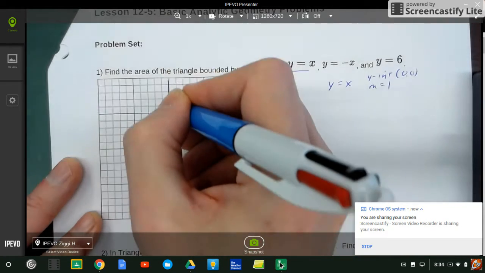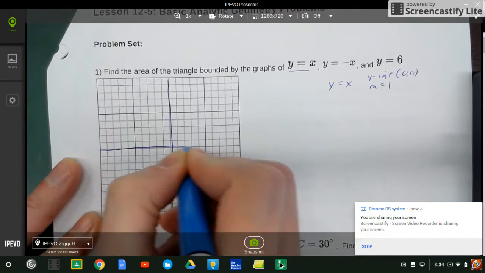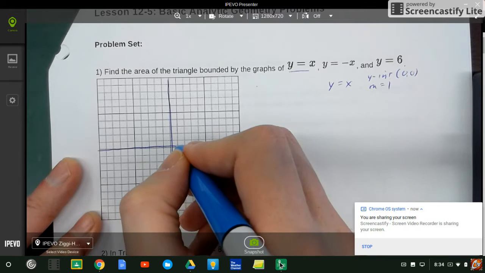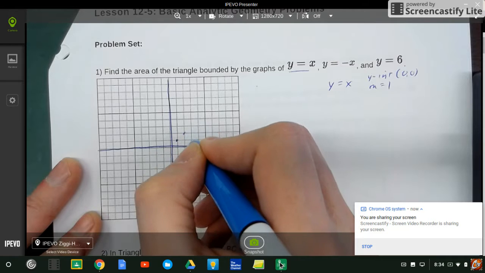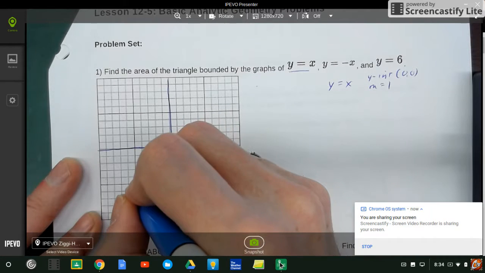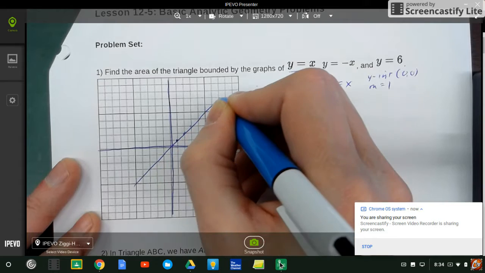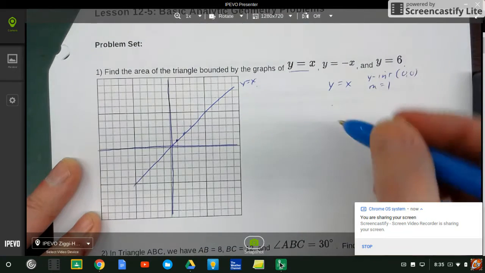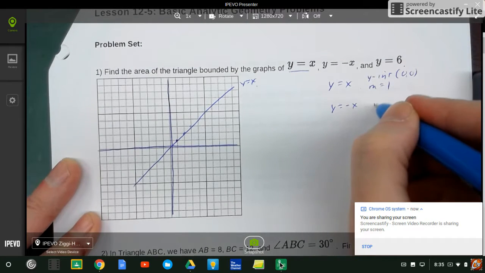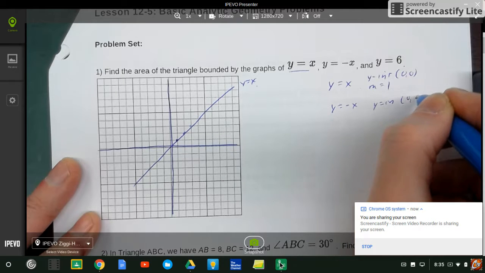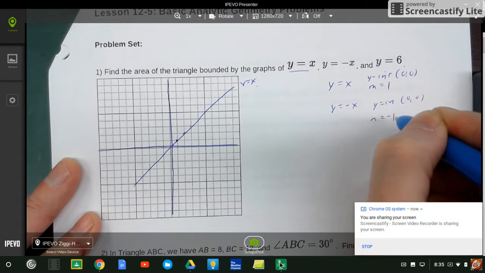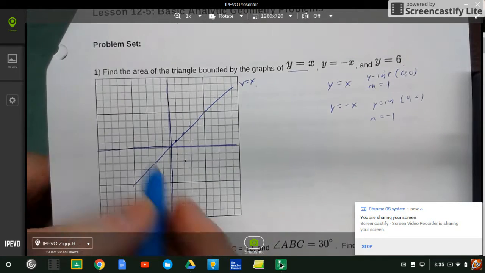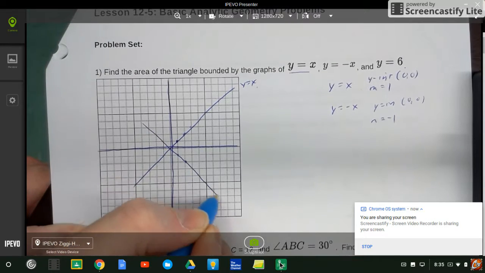That's pretty easy to graph. So I'm going to just sketch a quick graph of that on my axes here. So (0, 0), (1, 1), (2, 2), (3, 3). So basically I'm getting a graph that looks something like this. So there's y equals x. Now if I graph y equals negative x, that again has a y-intercept of (0, 0), but this time it has a slope of negative 1. So over 1, down 1, over 1, down 1. And I'm going to get a line that does this.